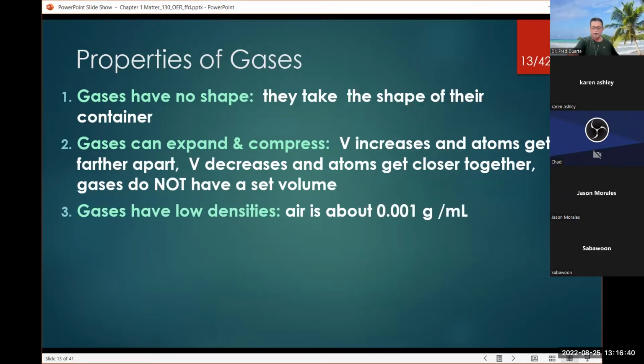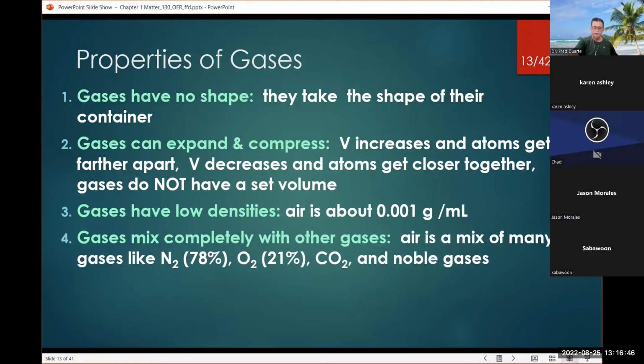Very low densities, that ratio of mass over volume, okay? Very small. If you look at air, you got a density of roughly 0.001 grams per milliliter. And like liquids, gases will mix completely with other gases. The air out here is a mixture of multiple different types of gases.